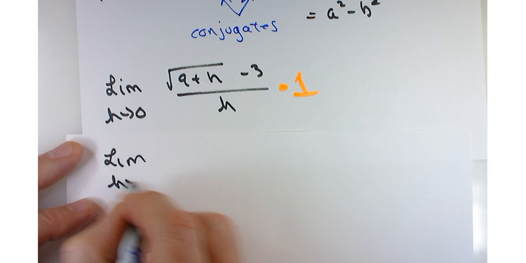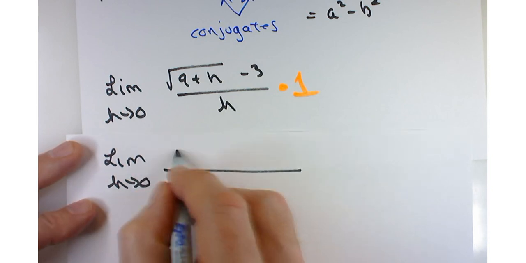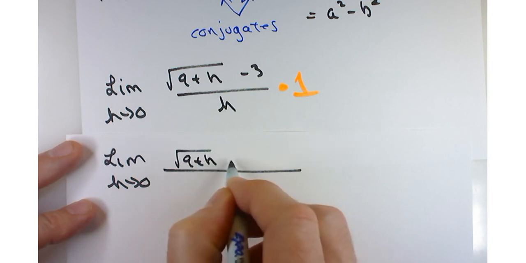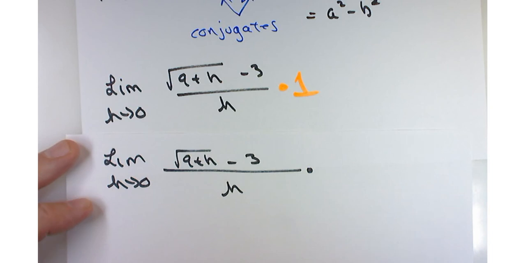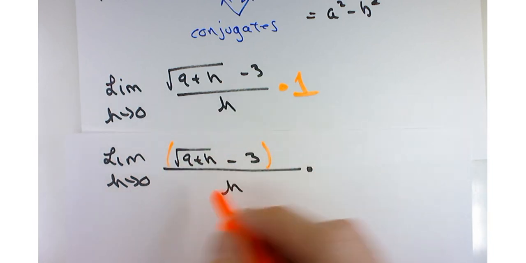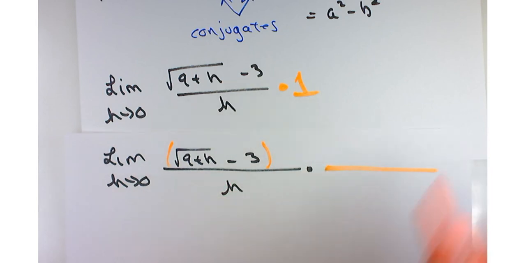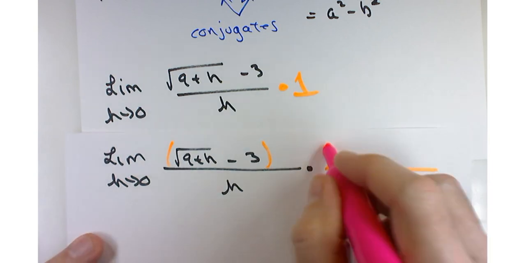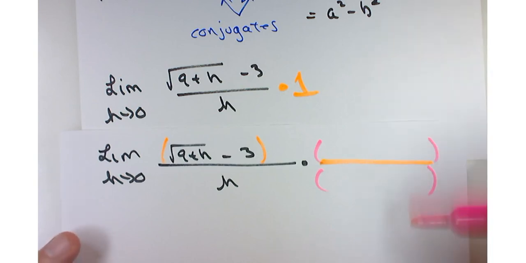Limit as h approaches 0, square root of 9 plus h minus 3 over h times, and let's put in some parentheses. I got to multiply by something. What form of 1 should I choose? Well, it has to be something over itself so that I'm actually multiplying by 1.